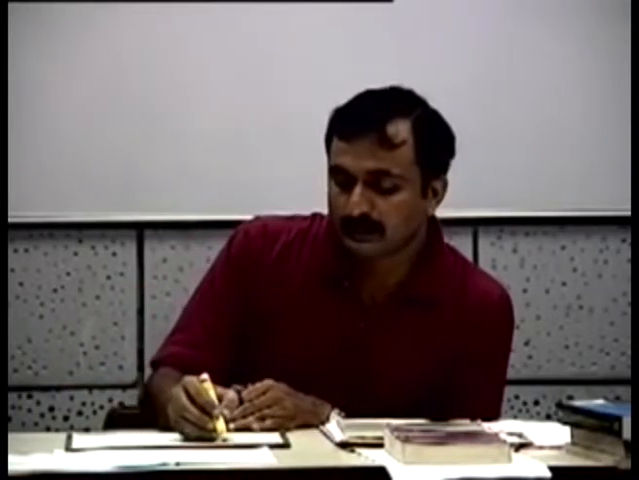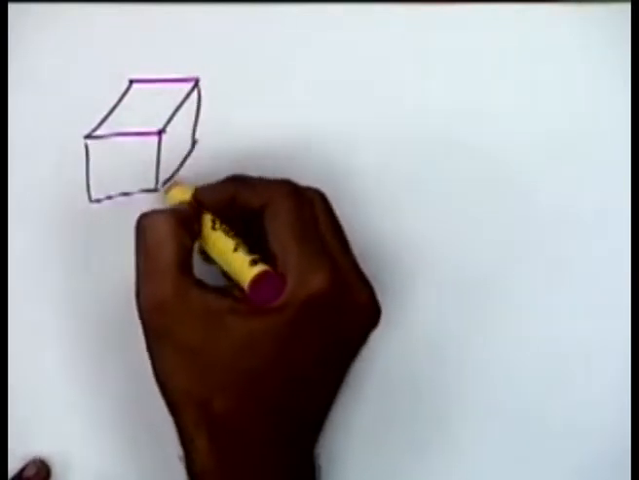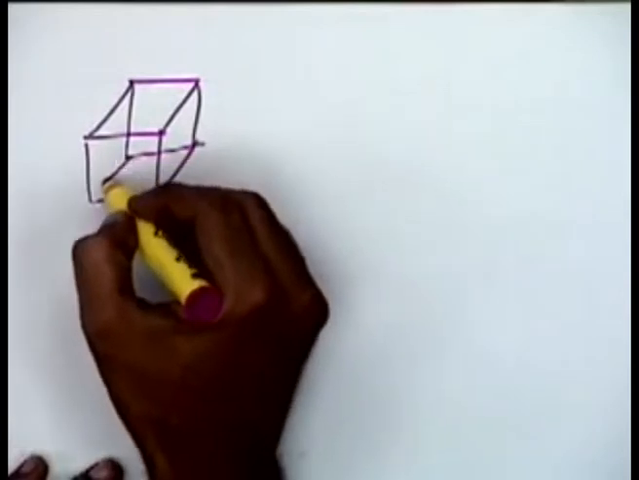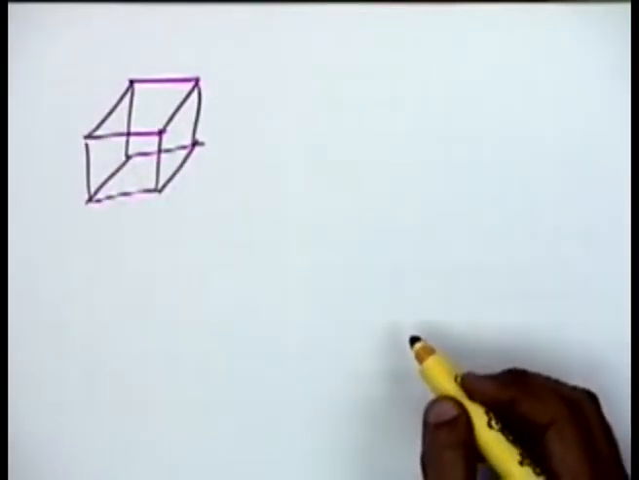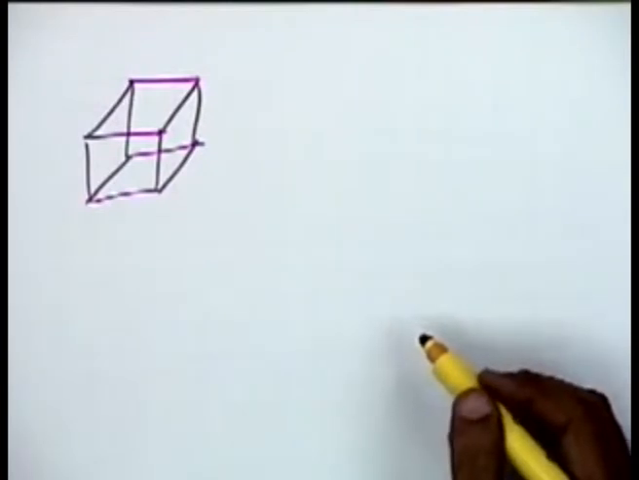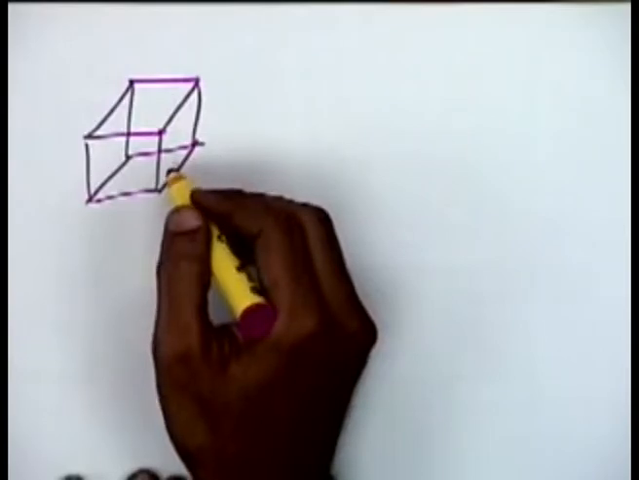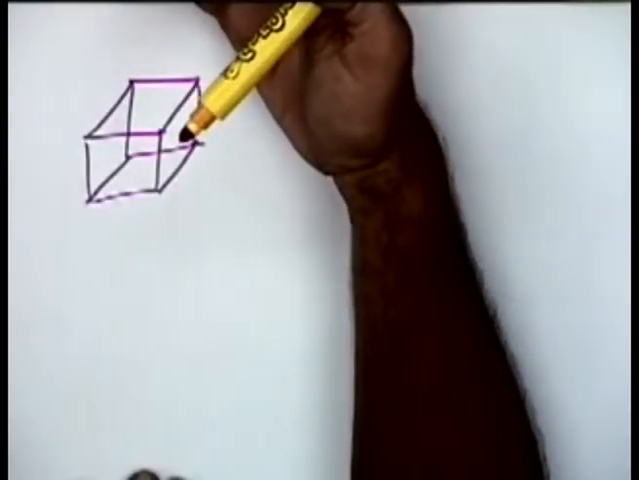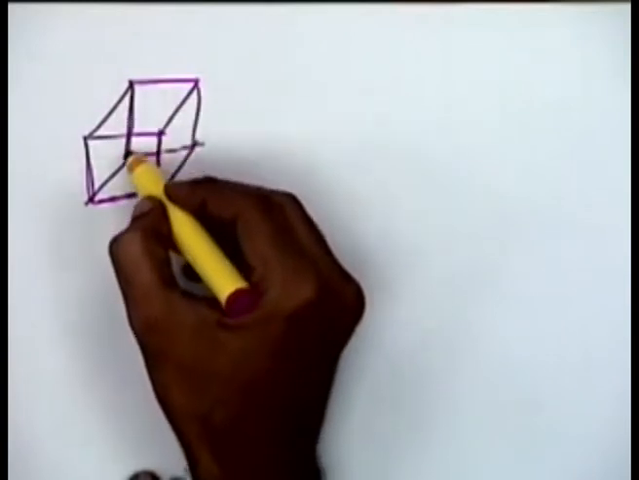If I am trying to make a view of a simple block, if I am displaying all the surfaces, this is what the view would look like. And it's easy to see that this view is confusing. It's not easy to make out which surface is in the front, which surface is at the back. Okay, I can't make out whether this surface is in front or whether this surface is in front.